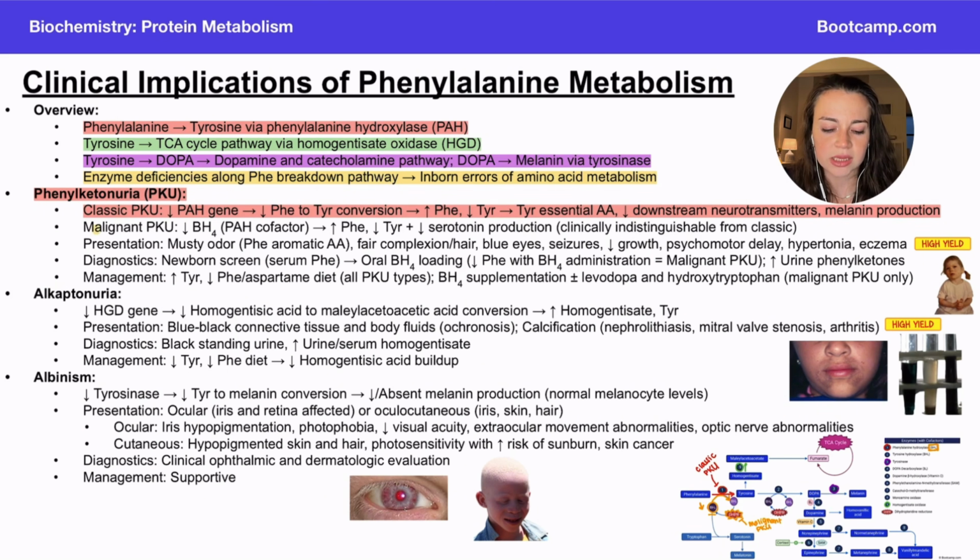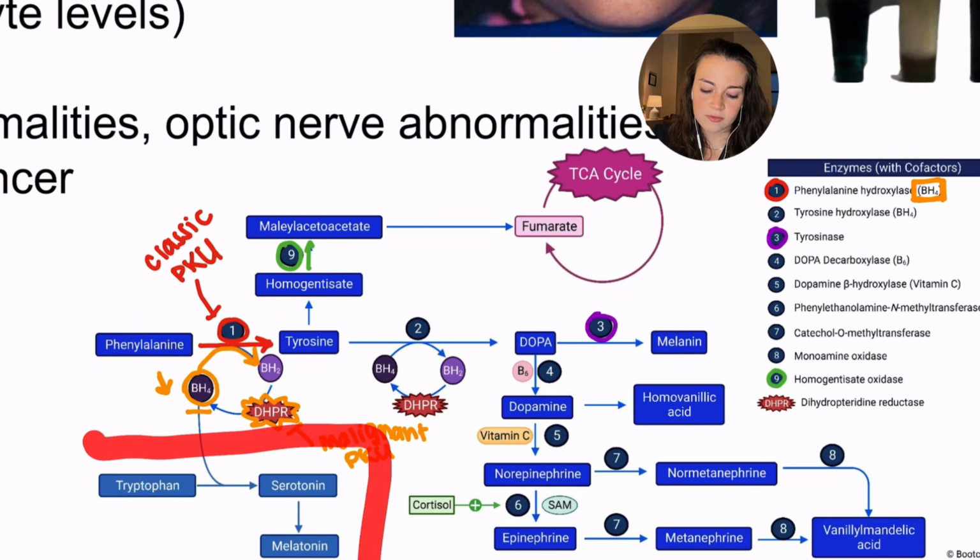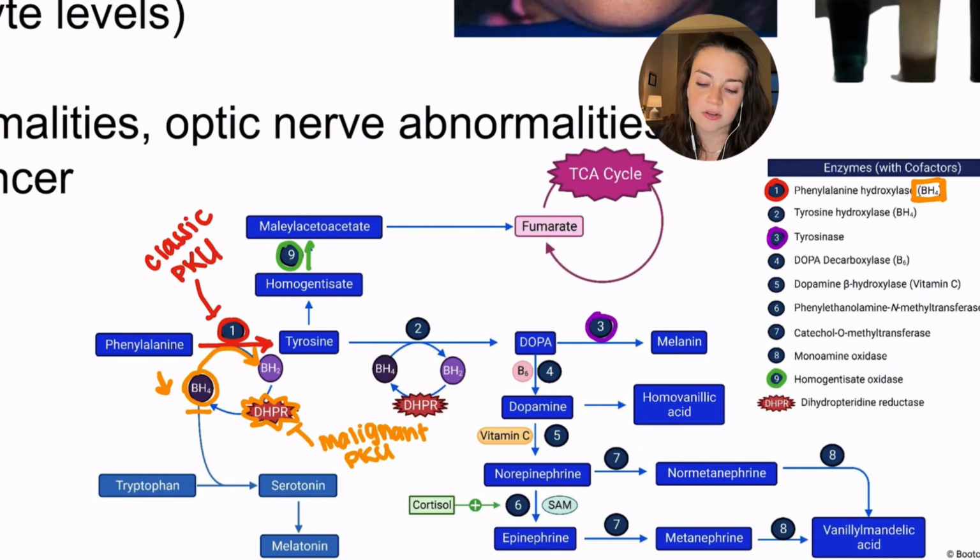But remember, we also had malignant PKU, which was a deficiency in that BH4, remember, from having the DHPR enzyme deficiency. So here you're going to see an increase in phenylalanine and a decrease in tyrosine, just like before. However, you're also going to see a decrease in serotonin production. And we'll talk about this pathway involving tryptophan and serotonin in a future video. But for now, just understand that BH4 is also a cofactor for the production of serotonin from tryptophan. So if we knock out that step, we're going to get a decrease in serotonin as well.